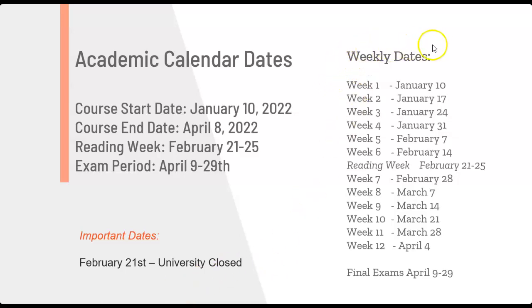On the right-hand side, you'll see weekly dates. These are the weeks throughout the semester, and these are the beginnings of the weeks. Week 1 starts from Monday, January the 10th, and runs until Sunday, January the 16th. And once again, week 2 starts January the 17th, right at midnight, and runs all the way to Sunday, January the 23rd at midnight. Okay.